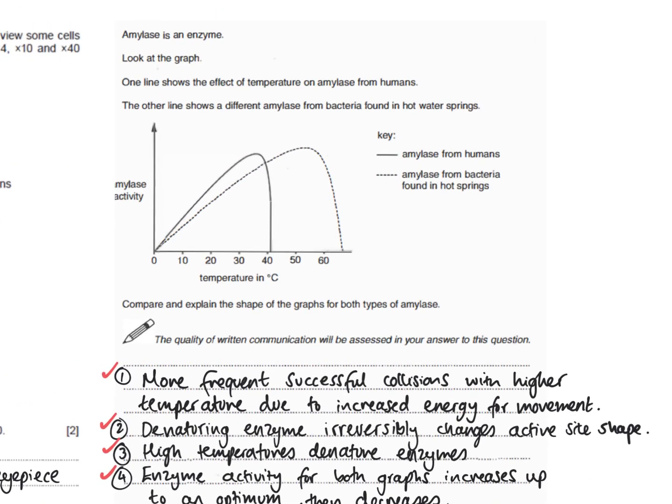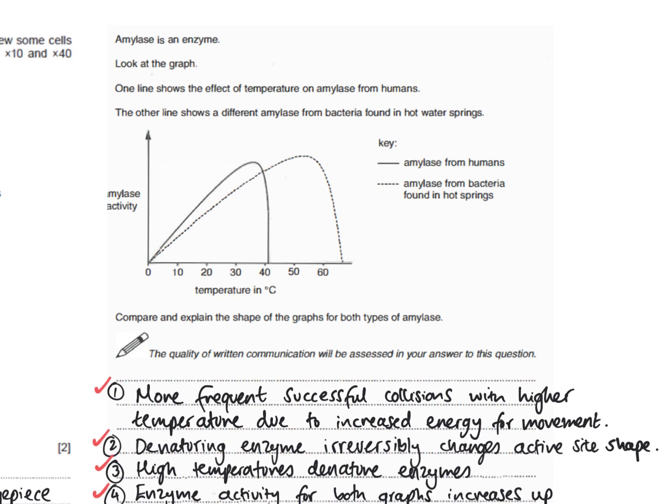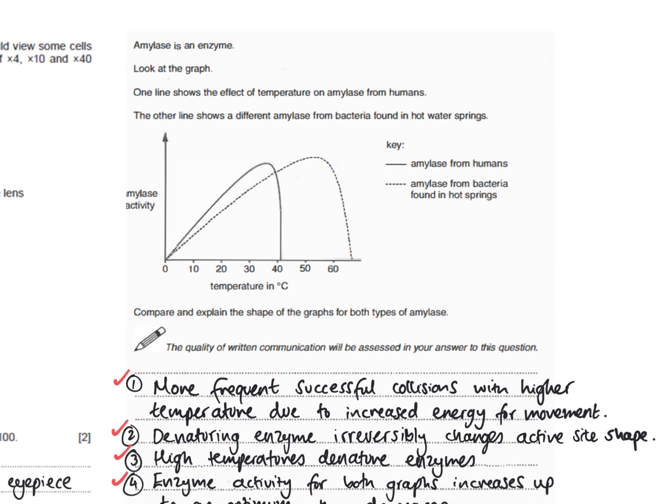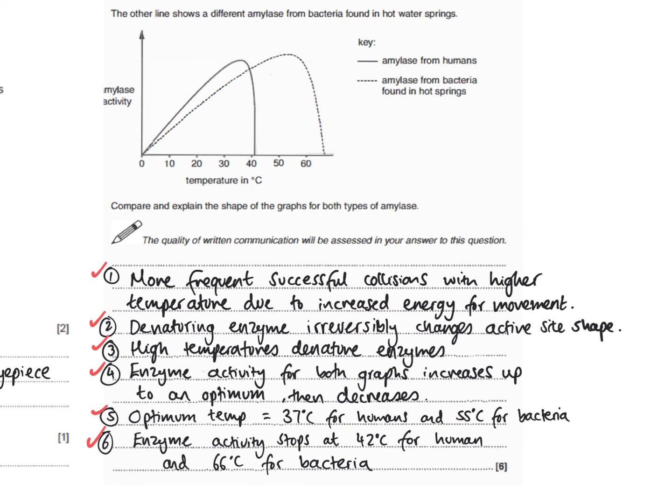Across to this 6 mark question. So the question says compare and explain the shape of the graphs for both types of amylase. So here in the key, we have the solid black line is amylase from humans, whereas the dotted black line here is amylase from bacteria found in hot springs. So in this, we've got our x-axis temperature and then amylase activity on the y. For the 6 marks, I've broken it down.